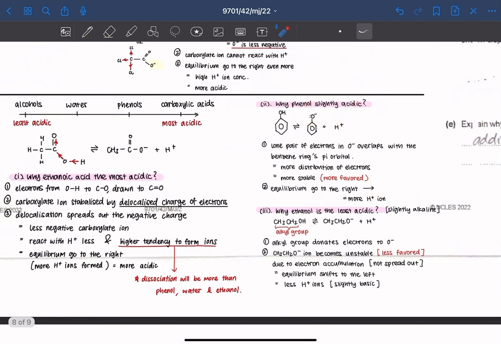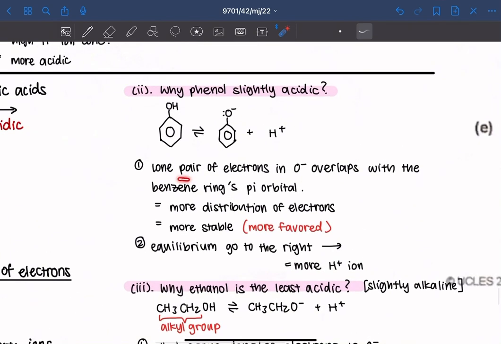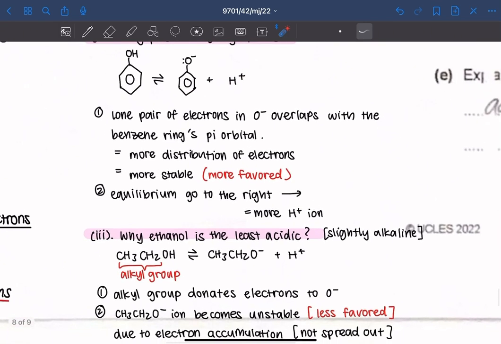The next one is why phenol is slightly acidic. Phenol is slightly acidic because the lone pair of electrons on the O will overlap with the benzene ring, or delocalize into the benzene ring, and so there is more distribution of electrons, making the structure more stable. This is favored. So equilibrium goes to the right, H+ ions are released, and the environment becomes more acidic.